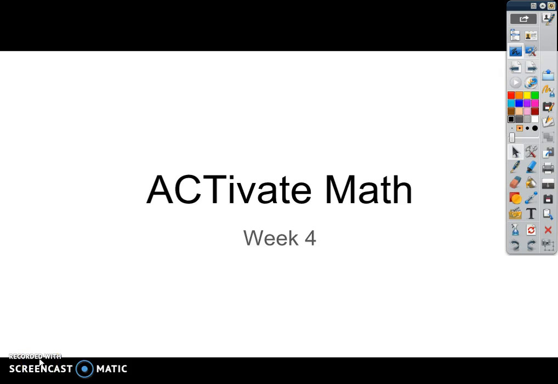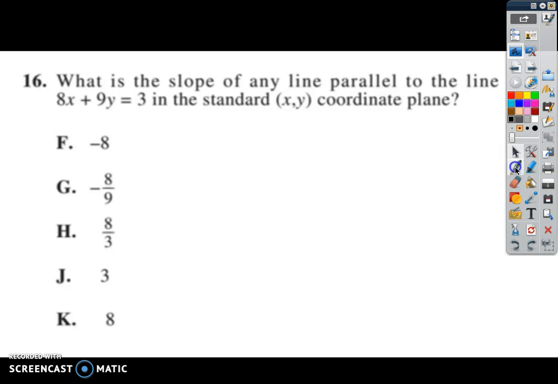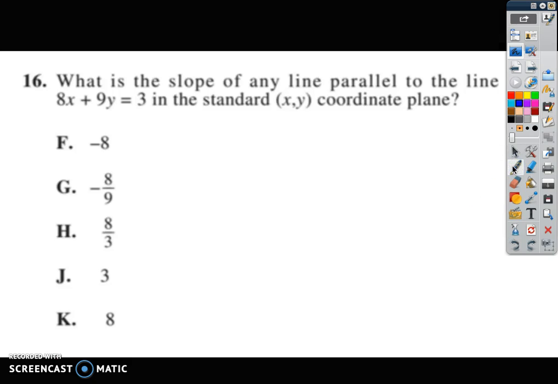Okay, last week, week 4 of Activate Math. Let's go over the answers. Okay, first one talks about finding the slope of a parallel line. Before we can think about the parallel line, we've got to find the slope of the line they give us. And it kind of depends on what you remember. This one's in standard form.